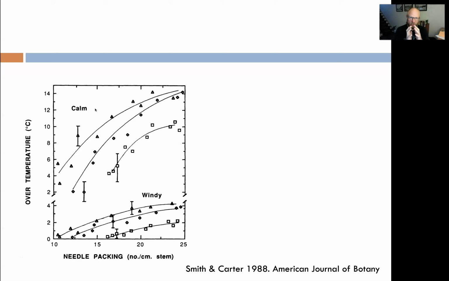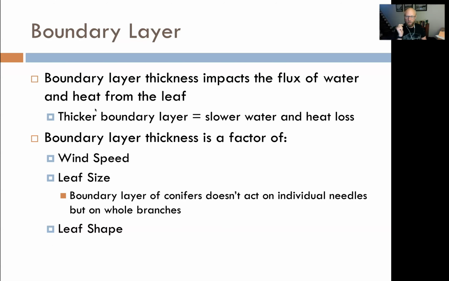Remember, packing those needles together results in a thicker boundary layer. And so this allows plants with tight needle packing to warm up and photosynthesize on days that would be too cold for other plants. Okay, so I've added a note here under the boundary layer thickness about leaf size. That boundary layer of, I put conifers, but really we're talking evergreen gymnosperms, doesn't act on individual needles, but on the whole branches when they're really packed together.